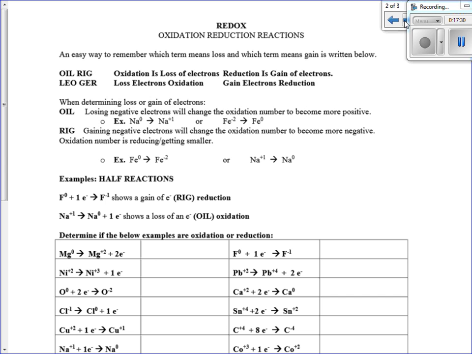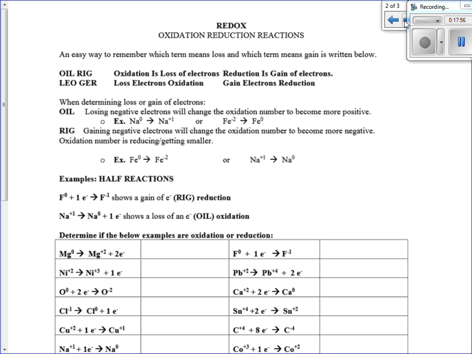If I lose electrons, electrons are negatively charged particles. Guess what? I'm going to become more positive. So my charge value should increase and become more positive if I'm being oxidized. If my charge is becoming more negative, that means I'm gaining those negative little electrons. So therefore, I'm being reduced.